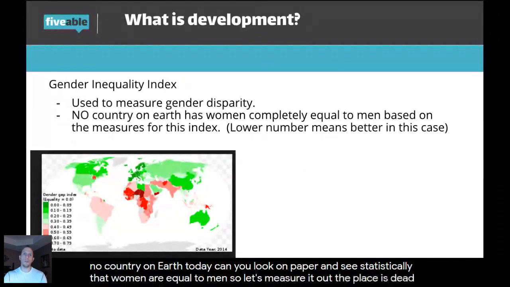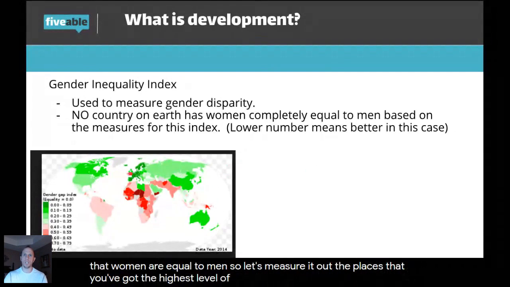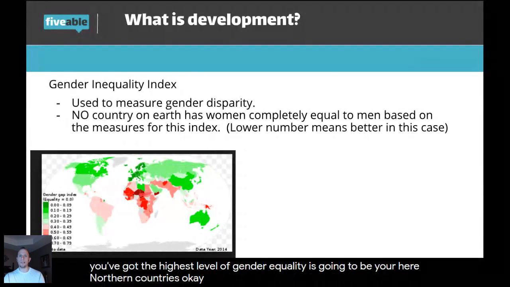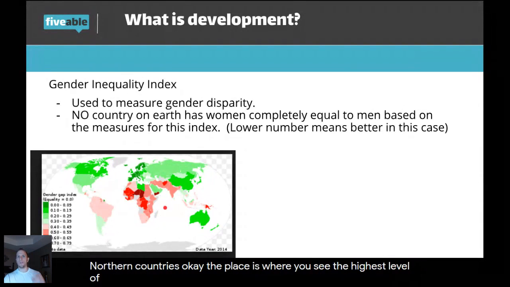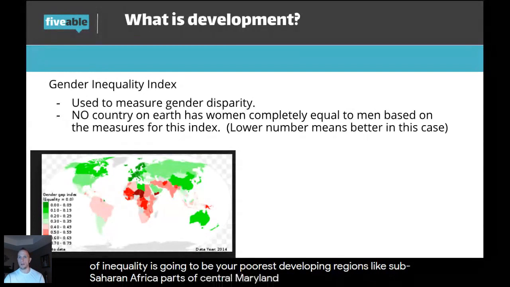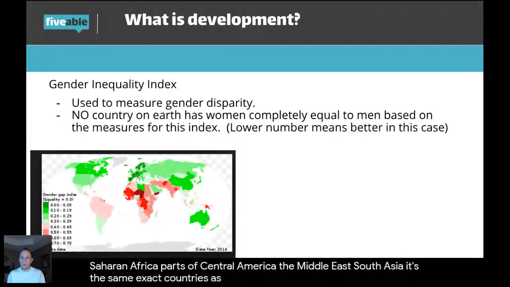The places that have the highest level of gender equality are going to be your northern countries. The places where you see the highest level of inequality are going to be your poorest developing regions like sub-Saharan Africa, parts of Central America, the Middle East, South Asia. It's the same exact countries as what we were just now looking at.